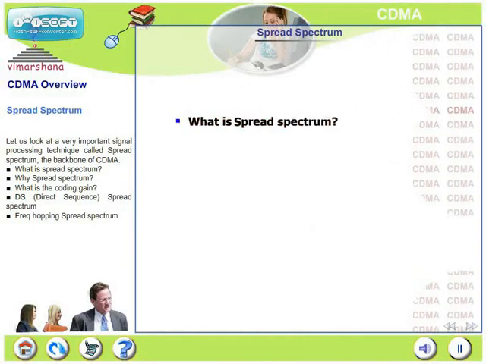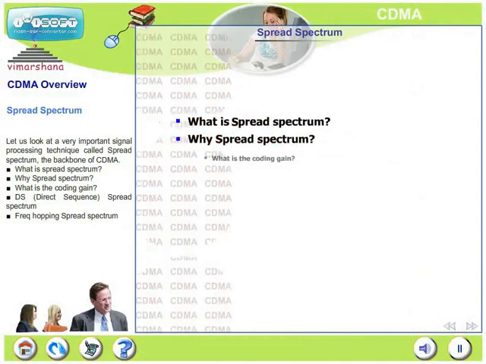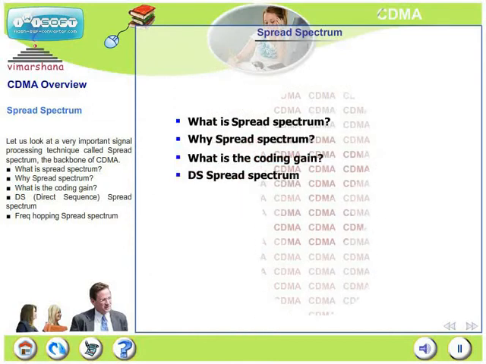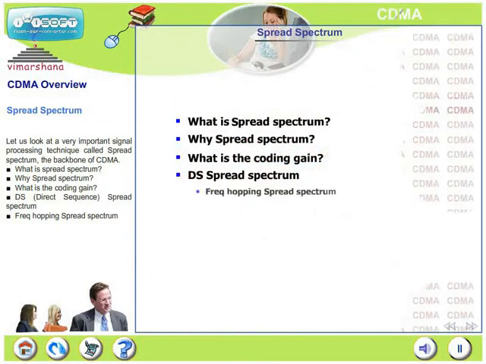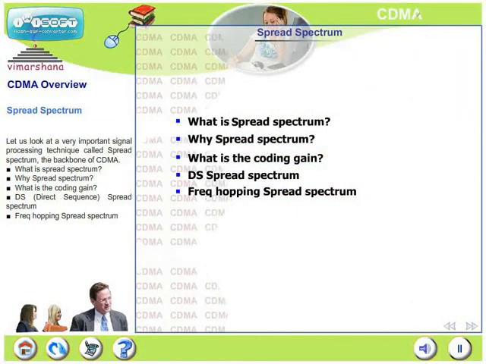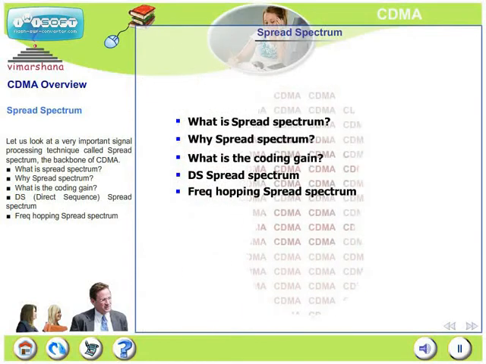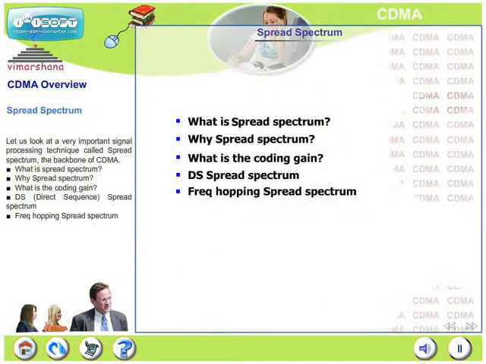What is spread spectrum? Why spread spectrum? What is the coding gain? What is direct sequence spread spectrum? What is frequency hopping spread spectrum? All these things we will see in the next few slides.